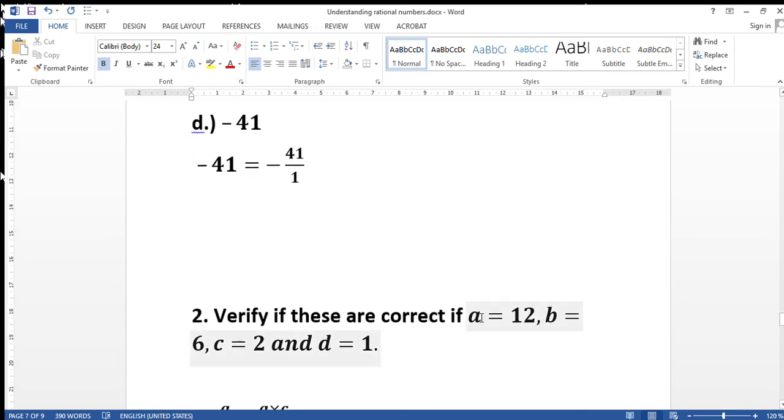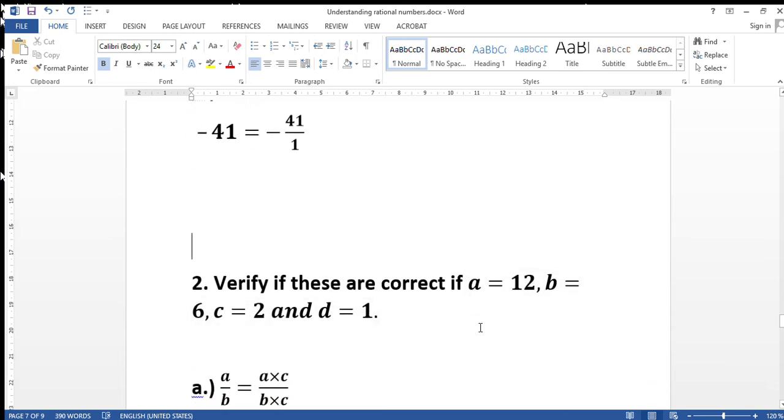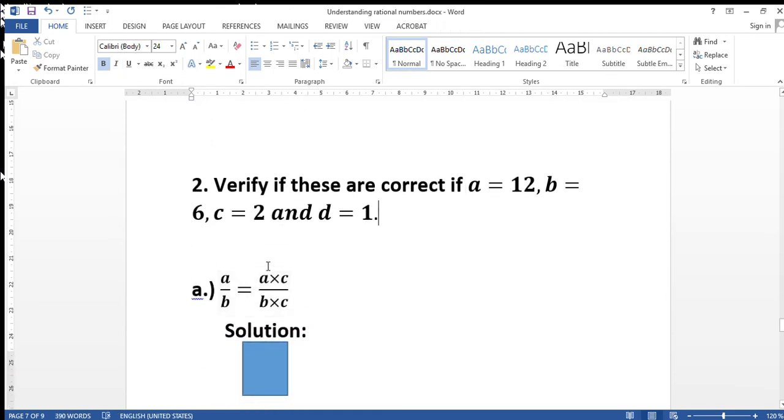Okay, for number 2, verify if these are correct. We just have a variable a here, which is equal to 12. We have the variable b equal to 6, c equal to 2, and d equal to 1. What we need to do here is replace the value of each of the variables with the number, because each of them has a value.